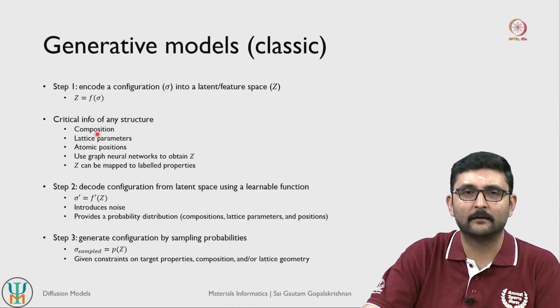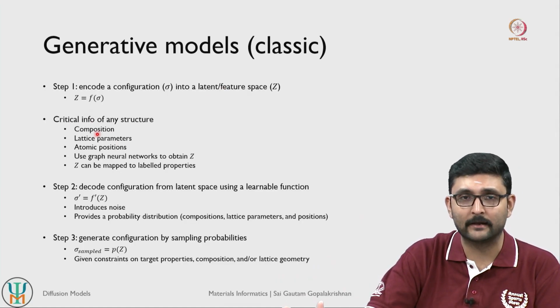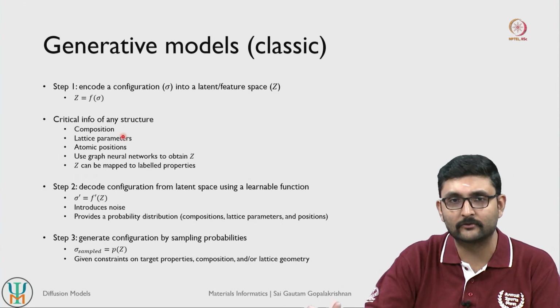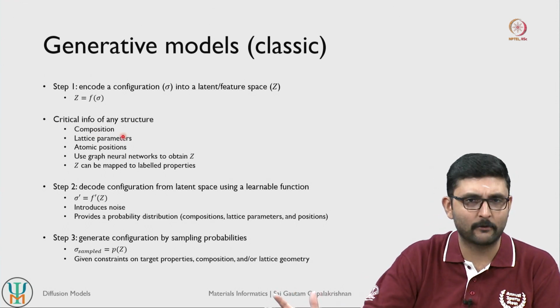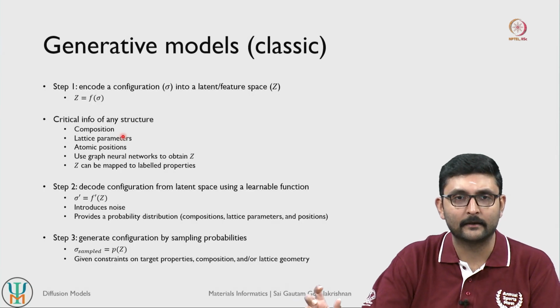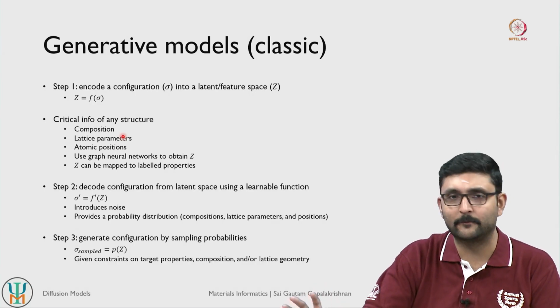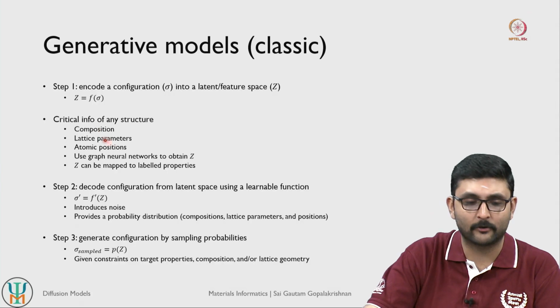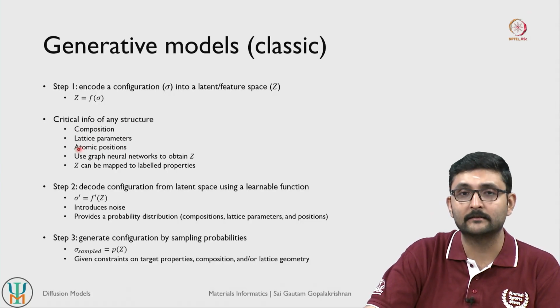What kind of information would we want to encode in this latent space? Composition plays a huge role in whatever properties that we want. The number of elements and the type of elements play a huge role, so composition is very important. Any structure also comes with certain sets of lattice parameters.